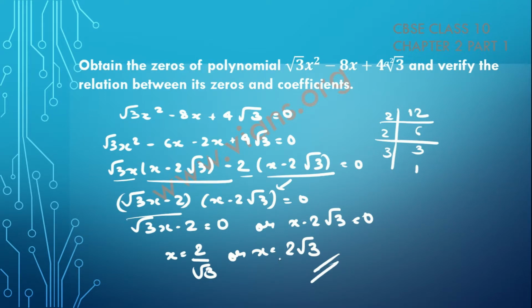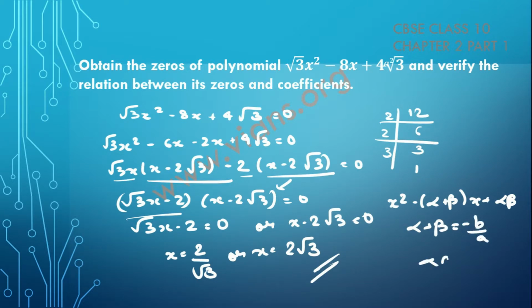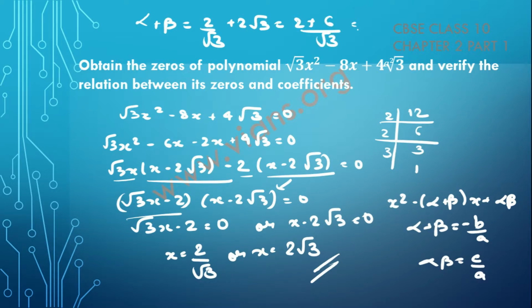Now we need to verify the relationship between its zeros and coefficients. So what does the relationship say? For any equation of the form x square minus alpha plus beta x plus alpha beta, what happens? Alpha plus beta is equal to minus b by a, alpha beta is equal to c by a. Alpha plus beta is equal to 2 by root 3 plus 2 root 3. That's nothing but 2 plus 2 root 3 into root 3 is 6 divided by root 3. That's 8 by root 3.